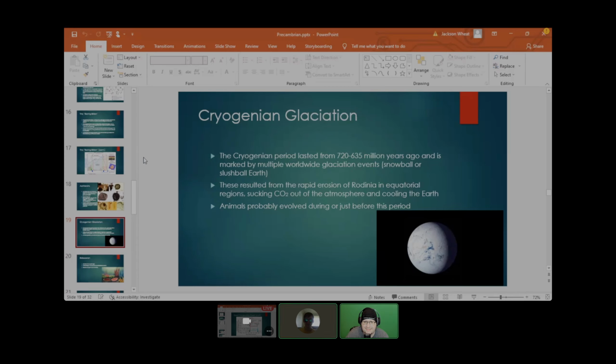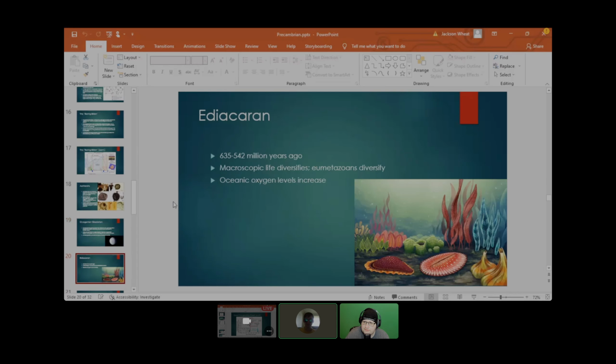There you go. Exactly. So this happens a couple of times, and then finally the majority of Rodinia moves out of equatorial regions by about 635 million years ago, and we don't get major freezing events anymore. So then in the Ediacaran, which is the period right before the Cambrian, we start seeing these macroscopic communities. So eumetazoans are everything more complex than a sponge.